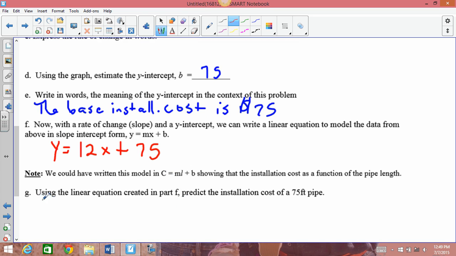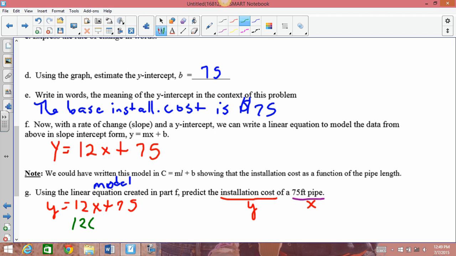All right, in part G, it says use that linear equation, or I'm going to write that above that, linear equation, or if it says use the linear model that was created in part F, predict the installation cost of a 75-foot pipe. 75 feet is an X value, right? So I've got to plug 75 in for X because I want to find the installation cost, and cost, you remember, is your Y value. So using my formula, Y equals 12X plus 75, I know X is 75. I substitute everywhere I see an X with 75.